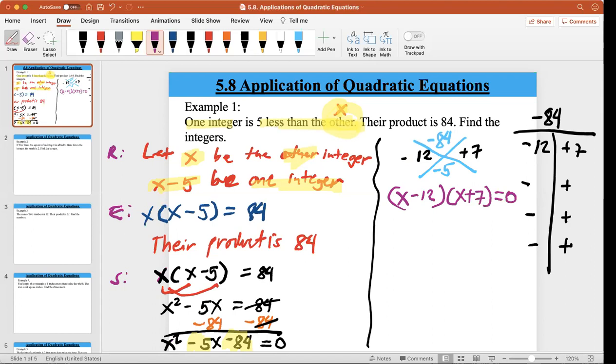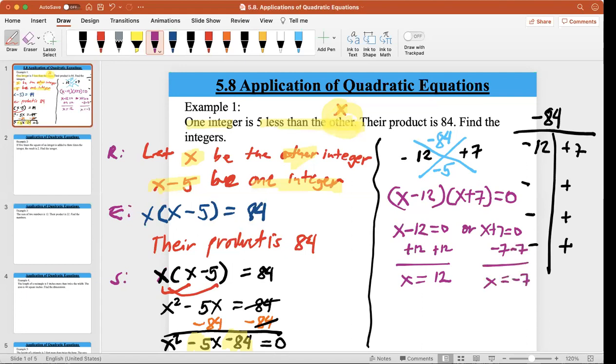Solving for x here, we have to set each factor to 0. x minus 12 equals 0, or x plus 7 equals 0. Solve for x in each of the equations. Okay, plus 12 here. Now we have x equal to positive 12. How about the other one? When x plus 7 equals 0, minus 7 both sides, we have x equals negative 7.